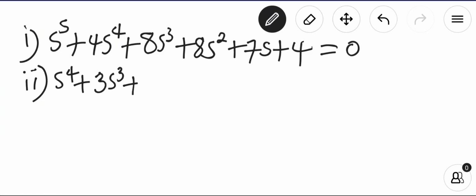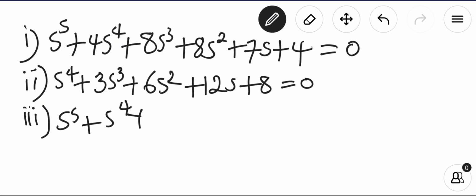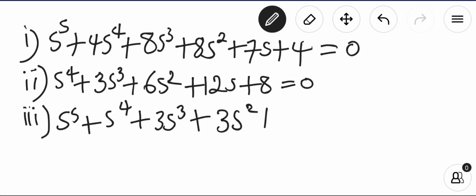We have the second one to be s to power 4 plus 3s cubed plus 6s squared plus 12s plus 8 equal to 0, and the last one to be s to power 5 plus s squared, plus s to power 4 plus 3s cubed plus 15s plus 3s squared plus 15s plus 10 is equal to 0.